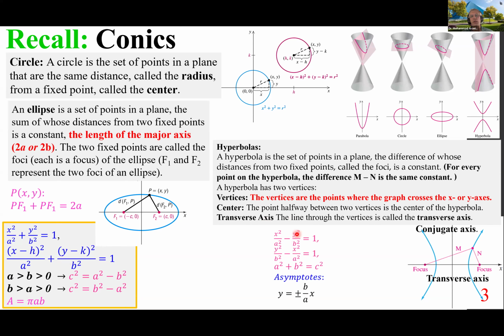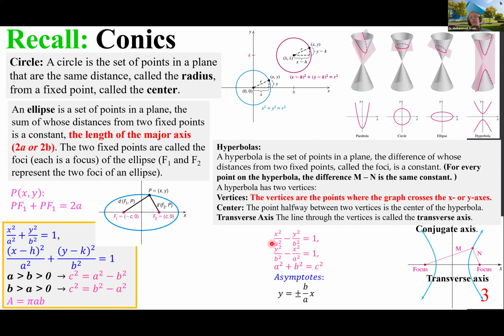The formulas are similar to the ellipse formula, but with a negative in between. X squared over a squared minus y squared over b squared equals 1. Y squared over b squared minus x squared over a squared equals 1. Where a squared plus b squared is equal to c squared, always. It is such that a and b are always less than c. Asymptotes: plus or minus b over a times x.